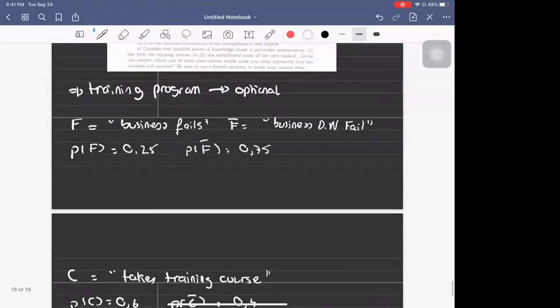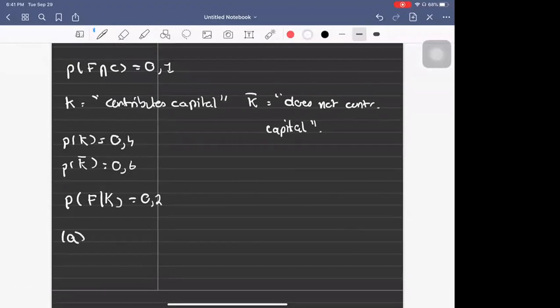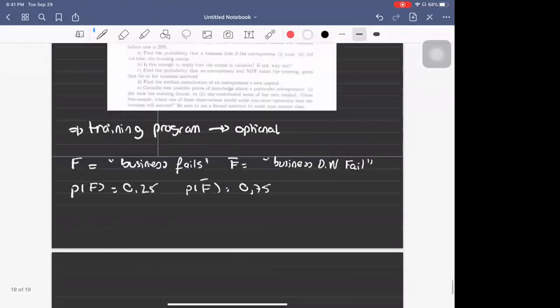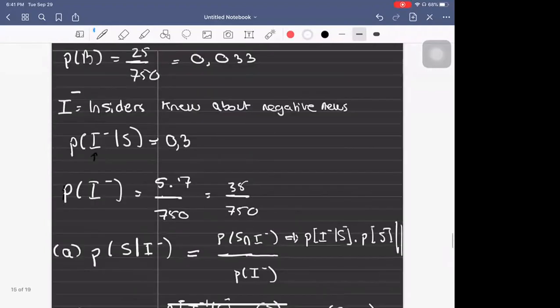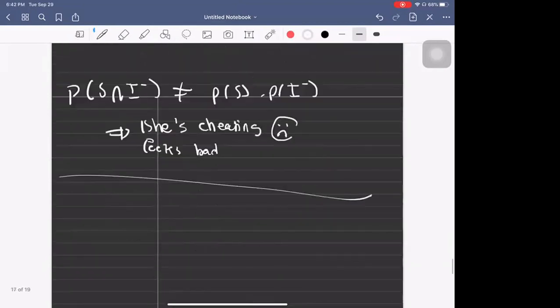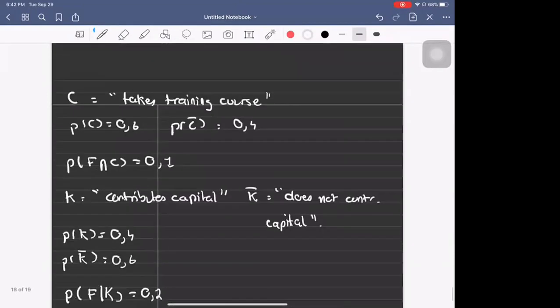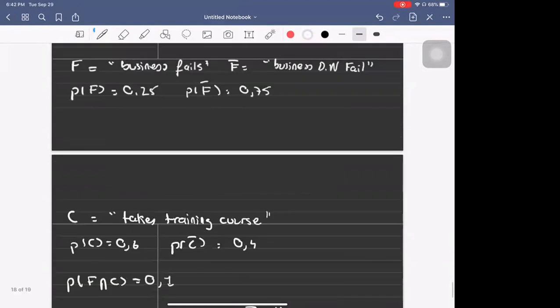All right, so definitely a lot of information to extract here. What's easier about this exercise is that the information is direct, whereas for the other one, all the probabilities were set as a function of time. So you had to divide everything by the number of days, and an event might have happened multiple days. So it was trickier to extract the probabilities and the relevant events in the experiment. Here it's more trivial. Anyways, find the probability that a business fails if the entrepreneur took the course and, in the second part, did not take the training course.